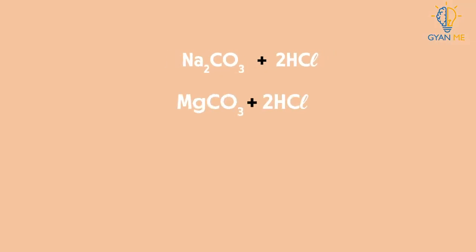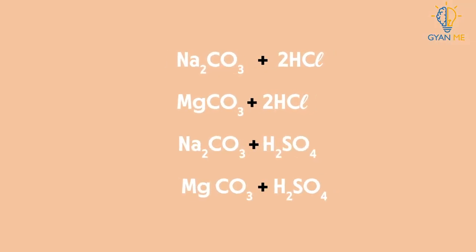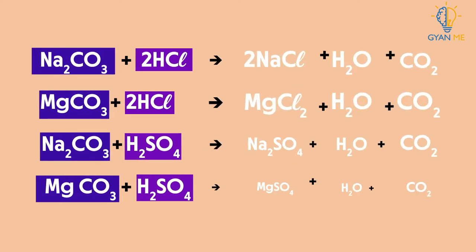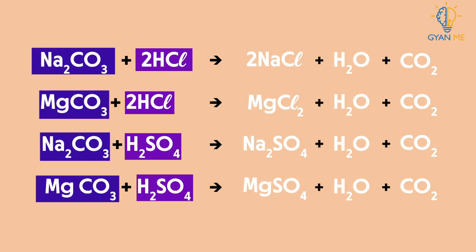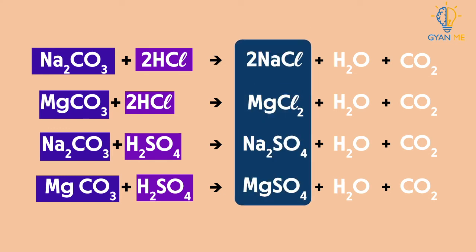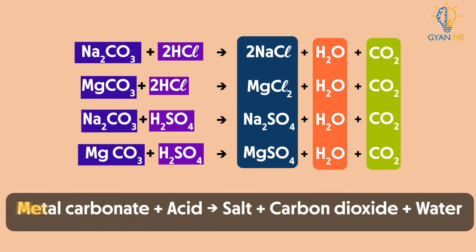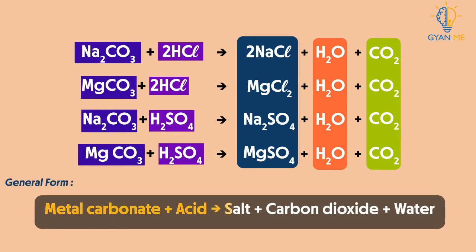Students, we can perform this activity with combinations of different acids and different metal carbonates and observe the products each time. We observe that each time the products formed are the same, that is metal salt, carbon dioxide gas and water. So to generalize, we can say that metal carbonate plus acid gives salt plus carbon dioxide plus water.